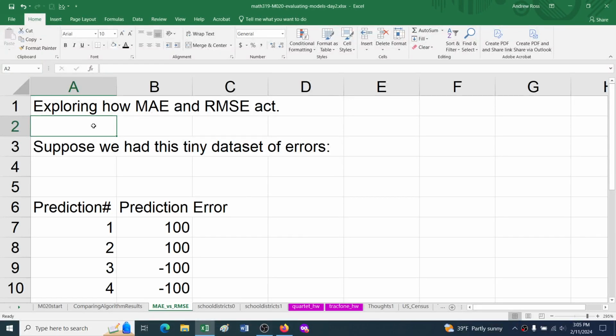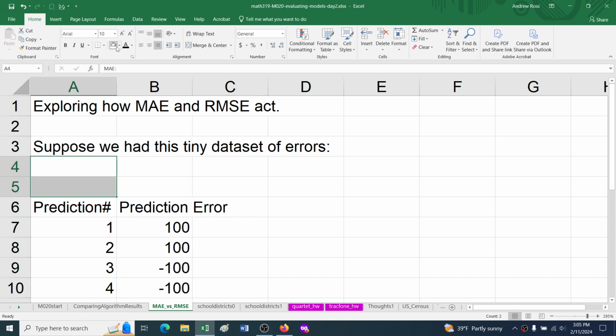Let's play a little more with how the mean absolute error and the root mean square error act. Suppose we had this tiny little data set of errors just to make things easier to think about than if we had a huge data set. What would you guess would be the mean absolute error of these four things? And what would you guess would be the root mean squared error?